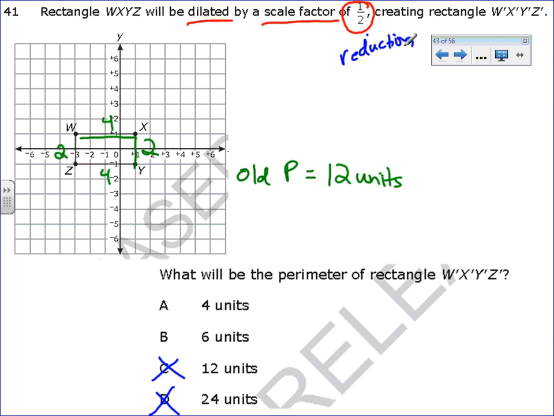If you want to take each one of these coordinate points and multiply it by 1/2, you can, but the easiest thing to do is to take the total perimeter times 1/2, which is 0.5, or divide it by 2, and that gives me my new perimeter, which is 6 units.